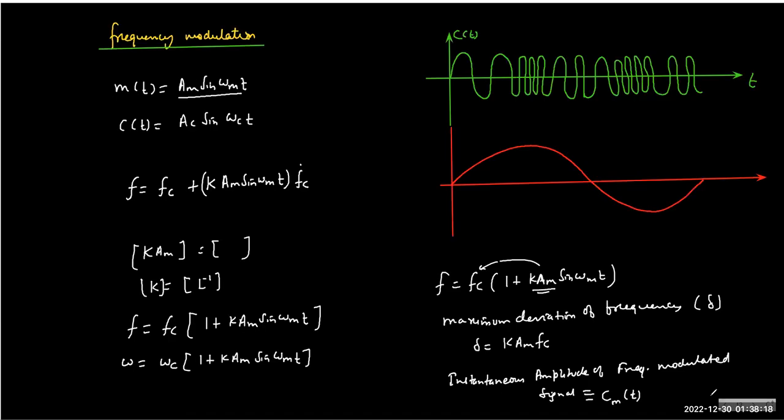So how to write the answer? CMT we can write as, tell me guys, AC sine. Now omega is not the same. It is omega T now. Earlier it was omega CT, now it is omega T. And this omega is basically omega C 1 plus, what was that? KAM sine omega MT, right? And we can also write this in terms of del, because that's the way it is preferred to be written.